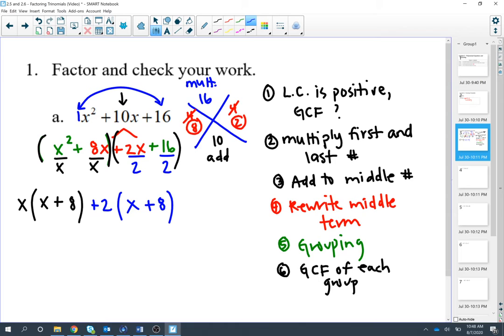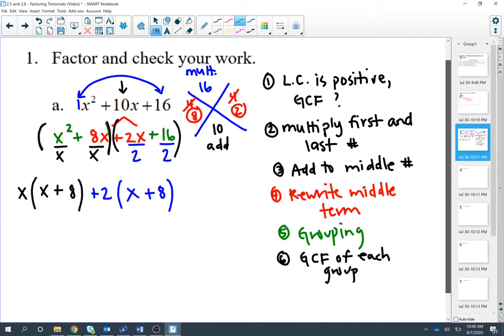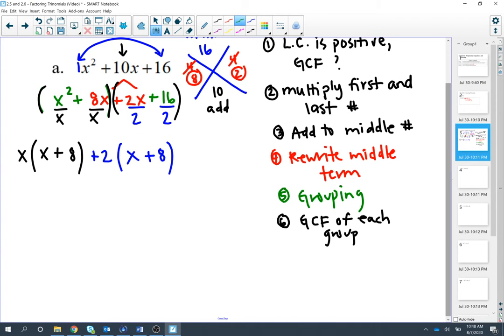Now I'm going to look at this, and oh, there's another GCF. If I have x times x plus 8, and I have 2 times x plus 8, what do both of those groups, this group here and this group here, have in common? And the answer is x plus 8. So I'm going to do the GCF again of this group and this group, and I'm going to factor out an x plus 8. I'm going to take it out of the first one, and I'm going to take it out of the second one.